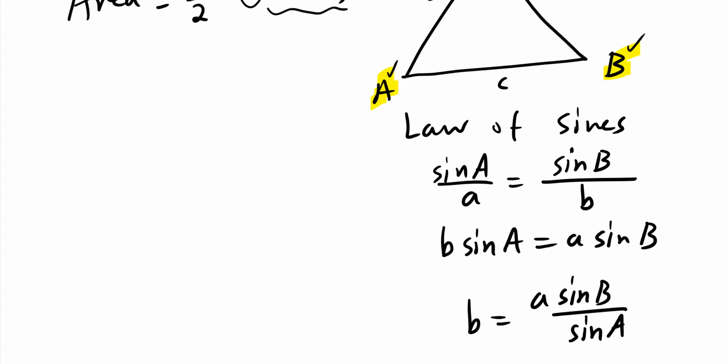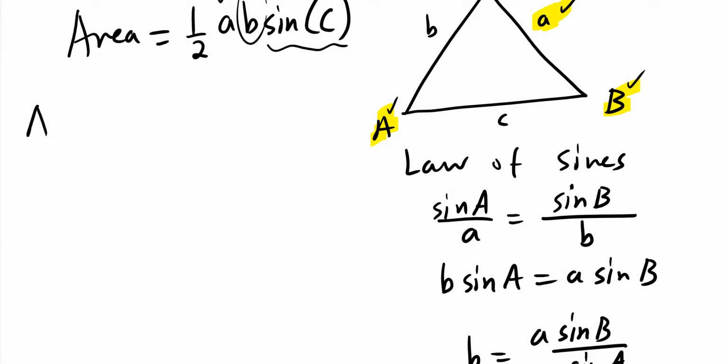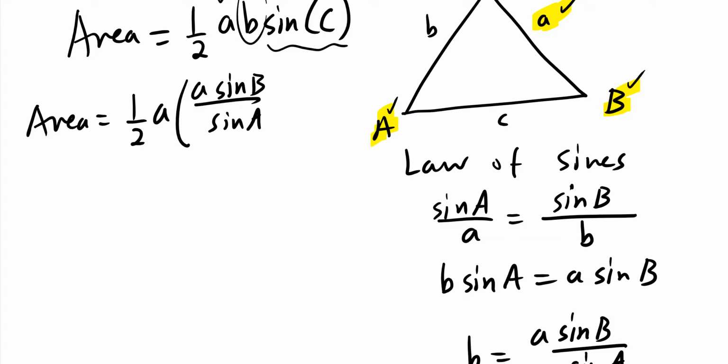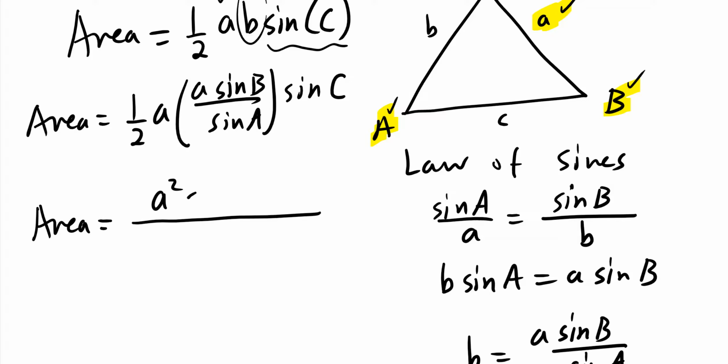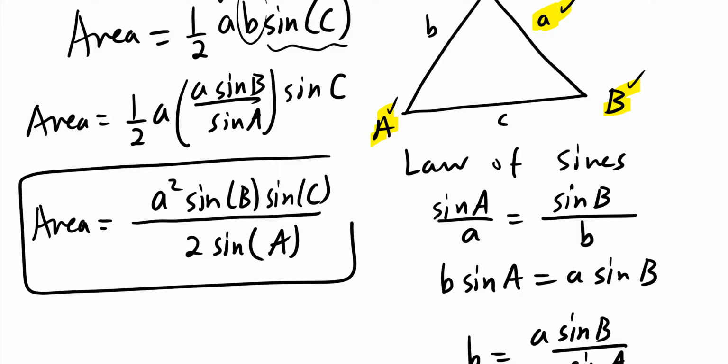So why did I find that? Well, because I'm going to substitute that into the formula that I just wrote down. 1/2 A. Instead of B, I'm going to put the A sine B that I just got over sine A, and keep sine C the same. So I can rewrite this in a cleaner way. A times A is A squared, sine B, sine angle C over 2 sine angle A. This is a formula to find the area of the triangle.